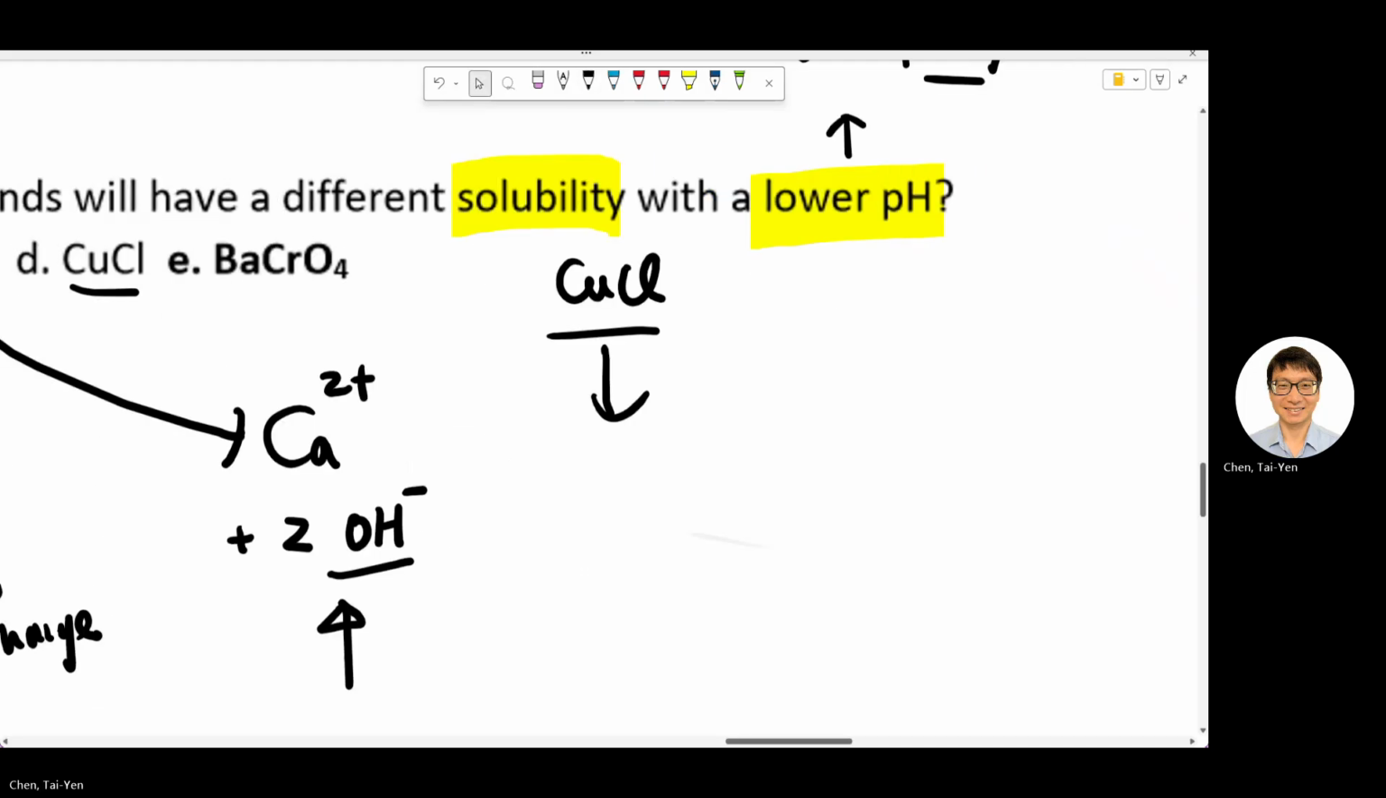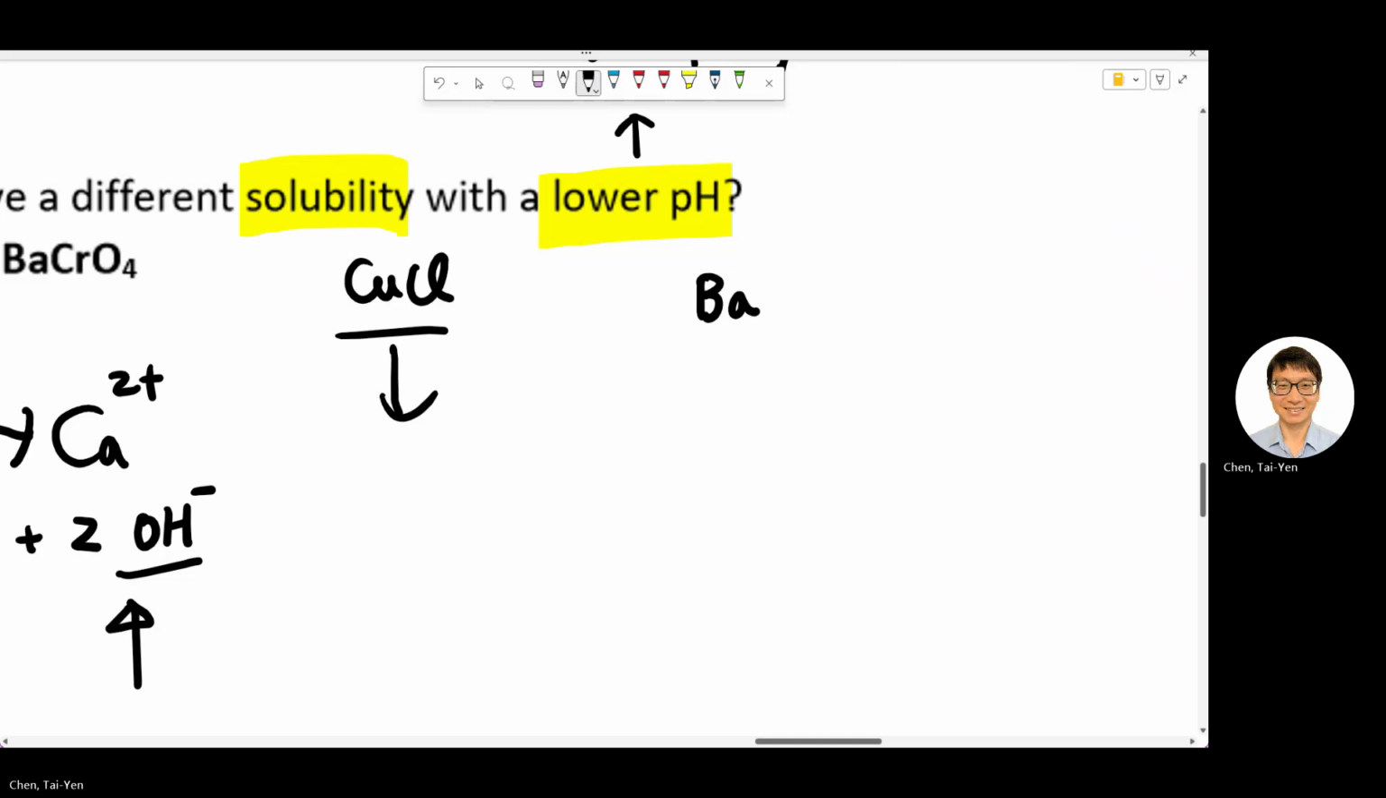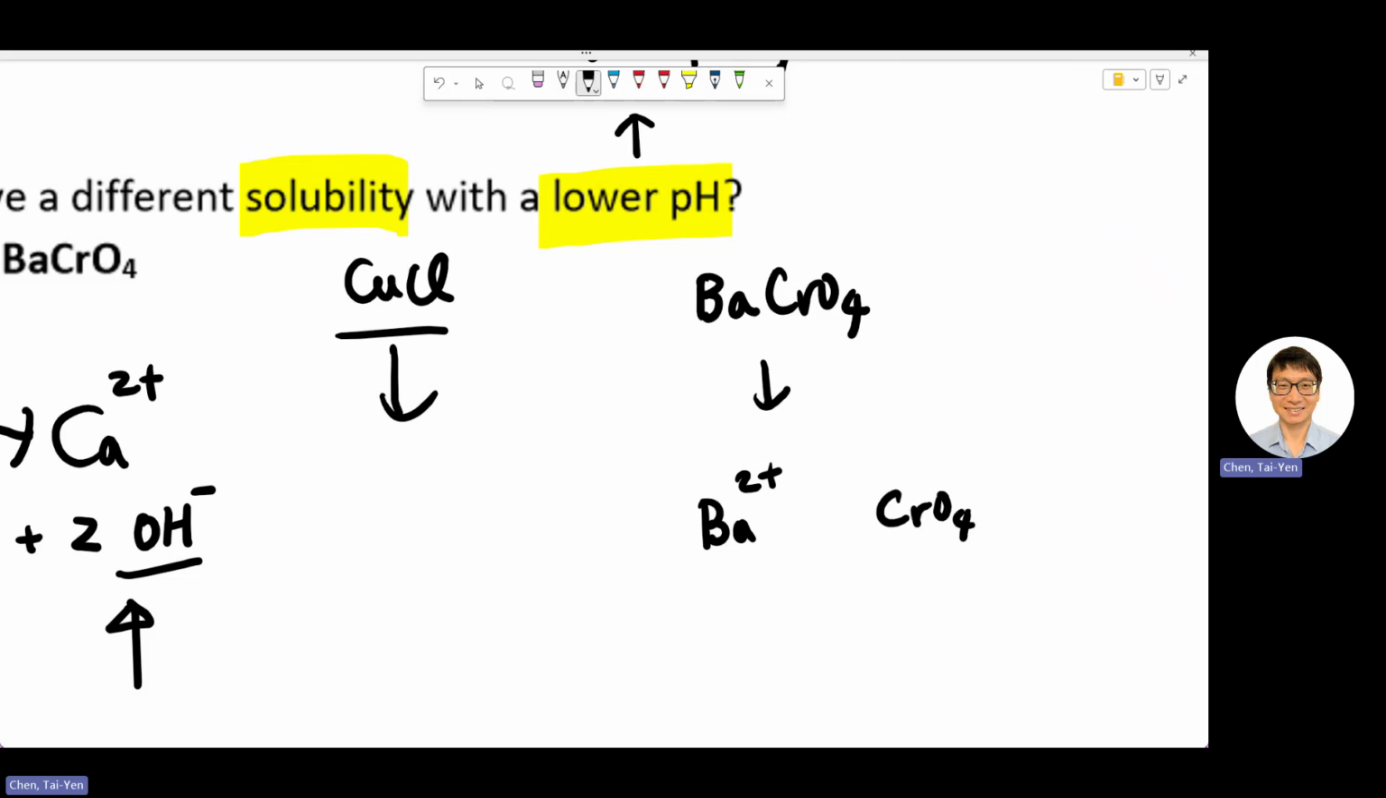BaCrO4. Okay. If you check your periodic table, does Ba belong to 1A or 2A? 2A, right? Therefore, you know once they dissociate, you're going to have a Ba2 plus, right? All the remaining things will be CrO4 2 minus, right?